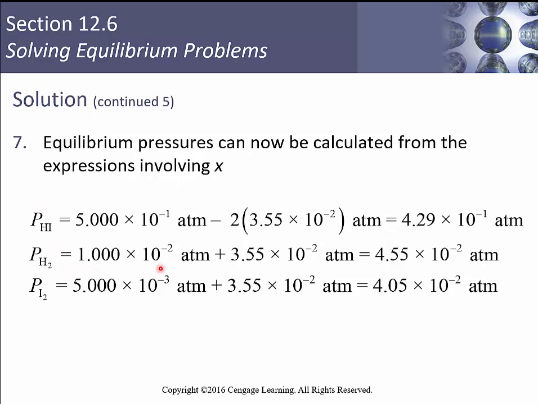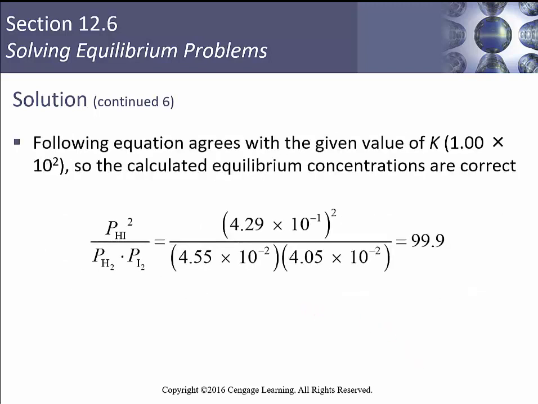Our hydrogen gas, we're going to do 1 times 10 to the minus 2 atmospheres plus 1x, or back-forming that hydrogen, making a little bit more, 4.5 times 10 to the minus 2 atmospheres. And our iodine pressure is going to be 5 times 10 to the minus 3 atmospheres plus 3.55 times 10 to the minus 2 atmospheres, giving us 4.05 times 10 to the minus 2 atmospheres. The following equation agrees with our value of K, 1 times 10 to the 2, so the calculated equilibrium concentrations are correct.